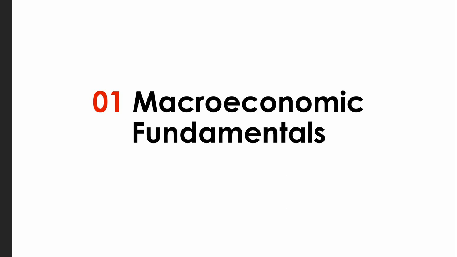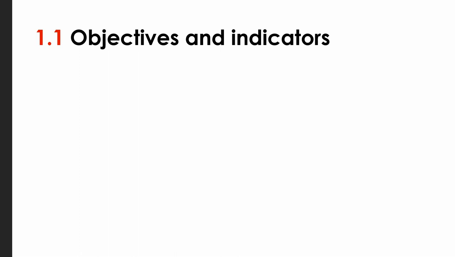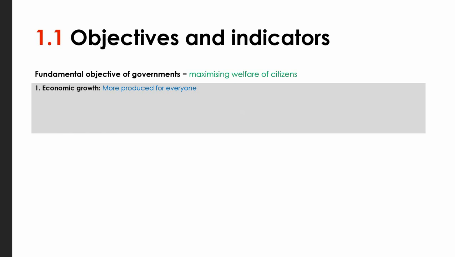This is a macro revision video for the first topic of the macro course, Macroeconomic Fundamentals. Macroeconomics starts by recognising that we assume that the fundamental objective of government is maximising the welfare of citizens. We break that down into 4 major objectives as well as some other minor ones.